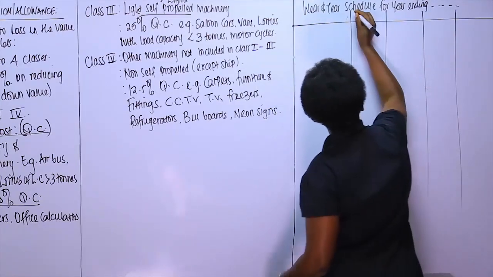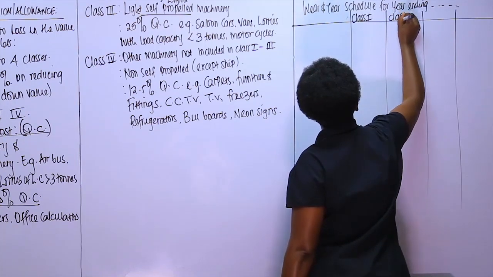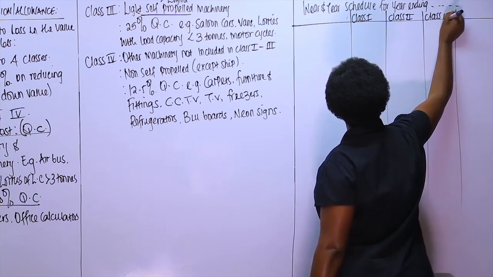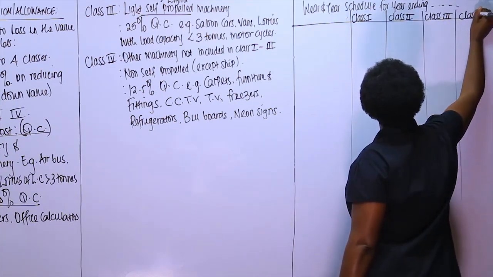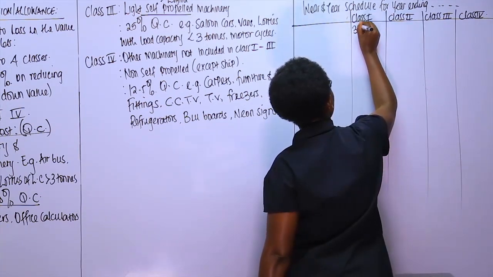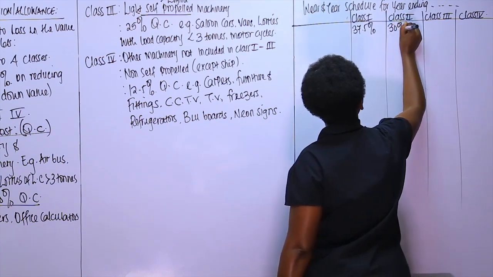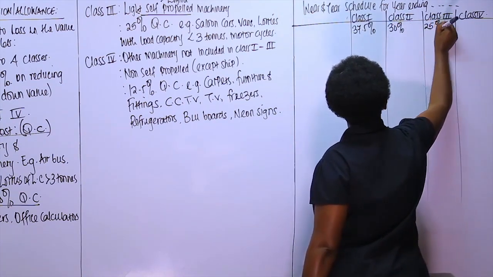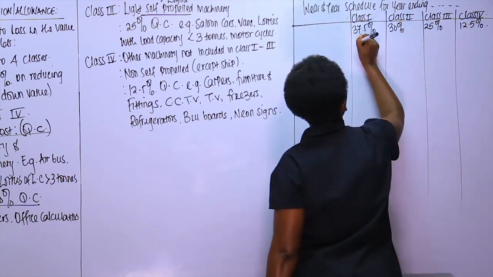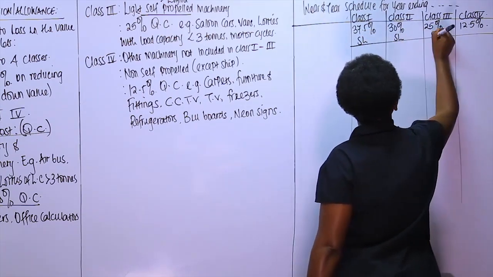So in the first one, we'll have class 1, class 2. This is the format that we'll be using in computing wear and tear, class 3 and class 4. We put the rates: 37.5%, 30%, 25%, and 12.5%. Then we put the currency. We're dealing with shillings, so shillings all through.